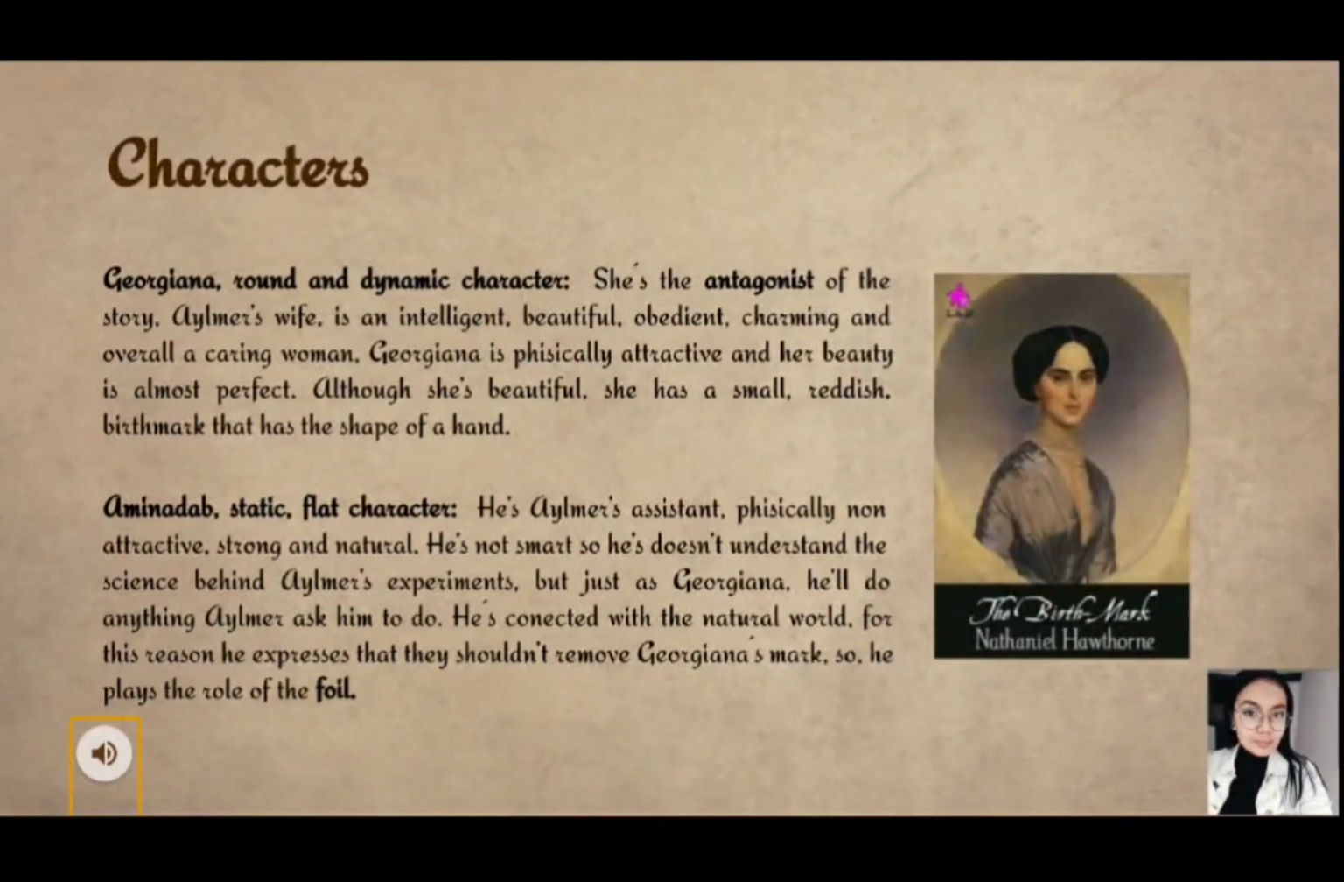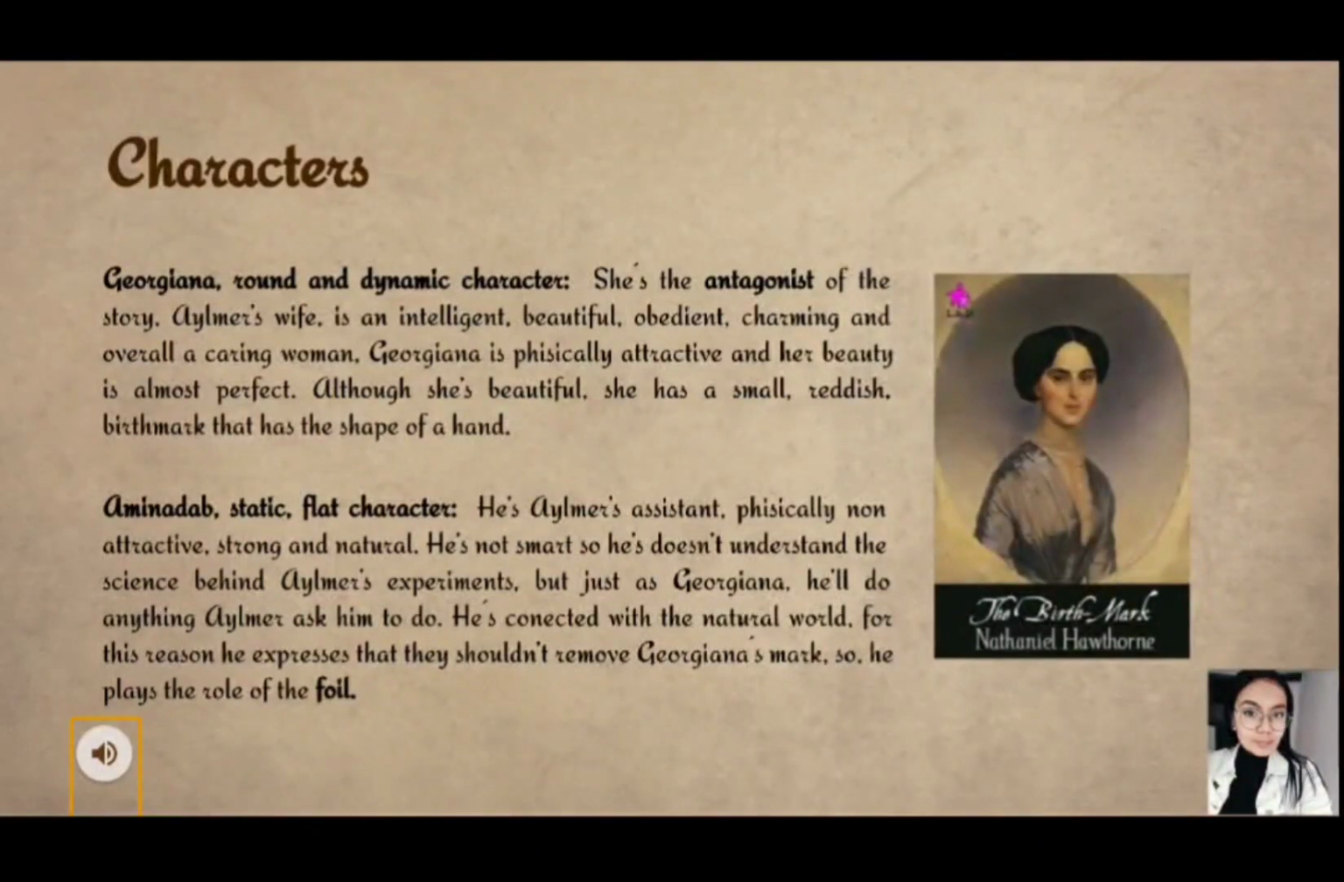Secondly, we got Georgiana. She's a round and dynamic character. She's the antagonist of the story and Aylmer's wife. She's an intelligent, beautiful, obedient, charming, and overall a caring woman. She's physically attractive and her beauty is almost perfect, but she's going to become the antagonist because even when she's so beautiful, she has a small reddish birthmark that has the shape of a hand. This birthmark is going to drive her husband crazy, and she's going to become the antagonist for this reason.